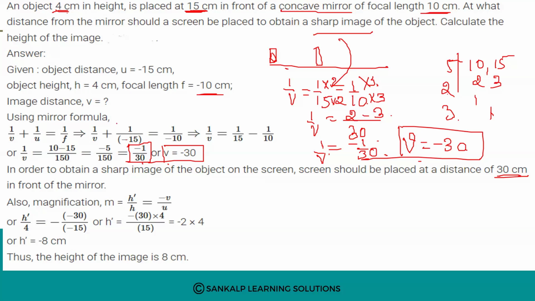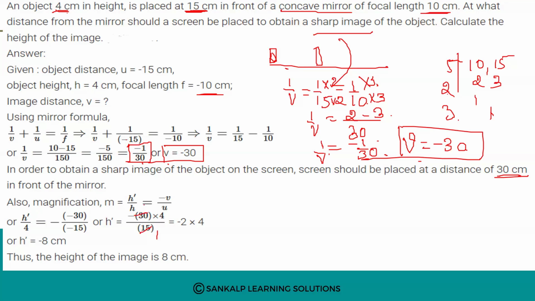And also find the magnification. Magnification m is equal to h dash divided by h, that is minus v divided by u. So h dash, the height of the image, we don't know. But h we know, the height of the object they have given, that is 4, is equal to minus v value, which is minus 30, and u value is minus 15, right? Transfer this 4 to this side, minus 30 into 4, minus into minus is plus, divided by 15.